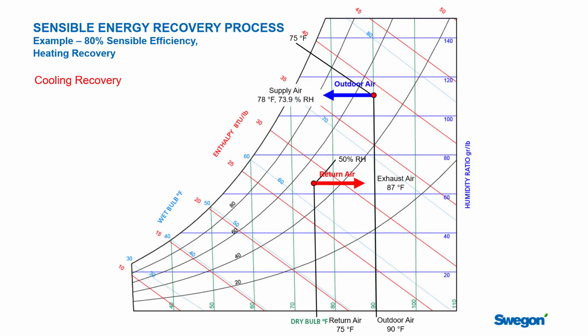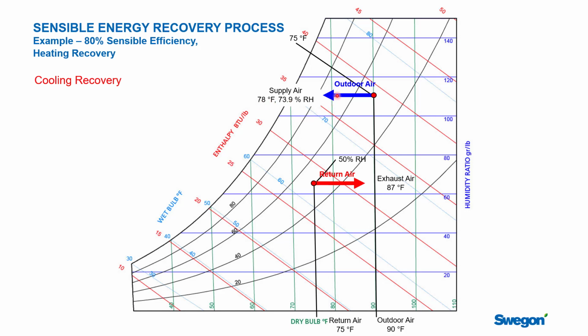And here's what the process would look like. So the outdoor air, in this case, is going to get cooled. And it's going to get cooled from 90 degrees down to 78 degrees. It's 80% efficient, so that means we can get 80% of the way between this temperature gradient in here. This is 15 degrees here. 80% of 15 degrees is 12, and so we can cool the air from 90 to 78. So that's what's happening here.